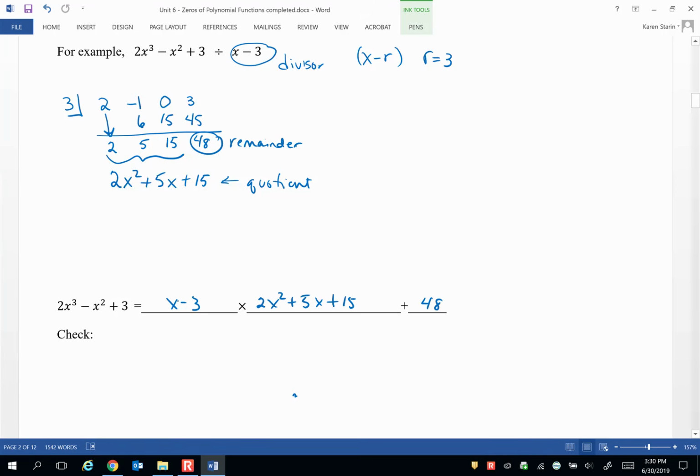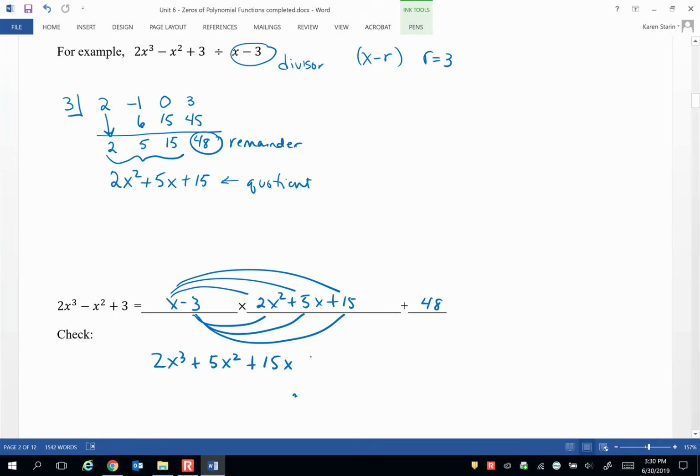We already did this math. We took x and distributed times each of the terms. We took the -3 and distributed it times each of the terms in the quotient, and then we added the 48. So we got 2x cubed plus 5x squared plus 15x minus 6x squared minus 15x minus 45 plus 48. That should ring some bells.